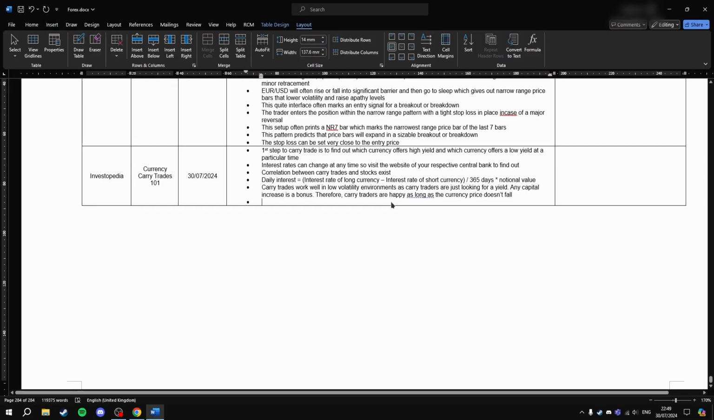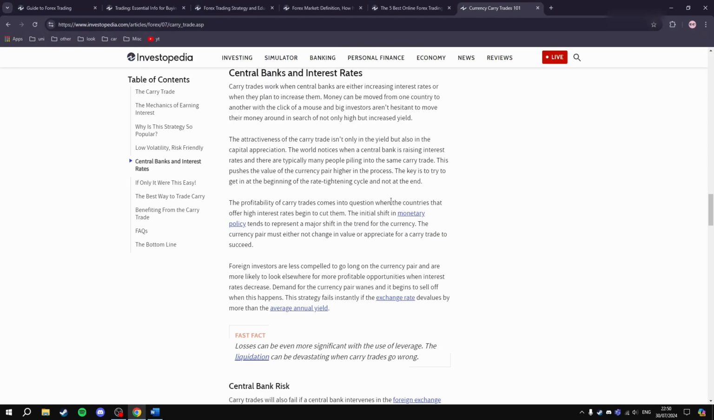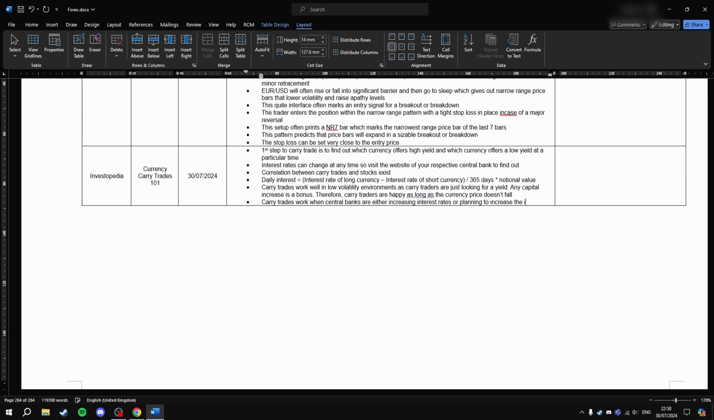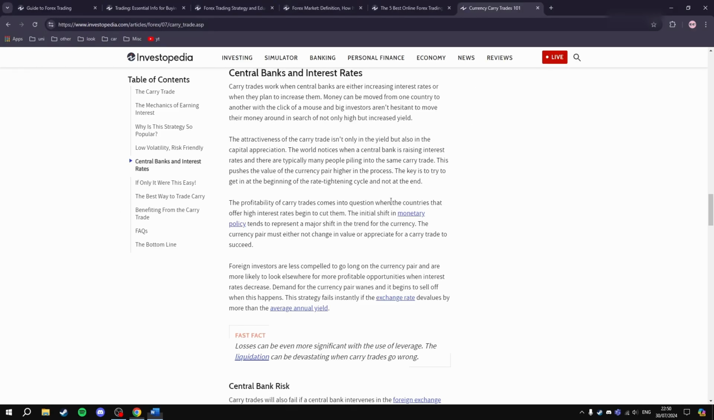So, carry trades work when central banks are either increasing interest rates or planning to increase them. Money can be moved from one country to another with a click of a mouse, and big investors aren't hesitant to move their money around in search of not only high but increasing yield.